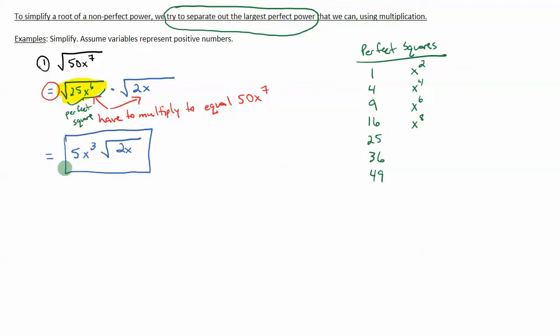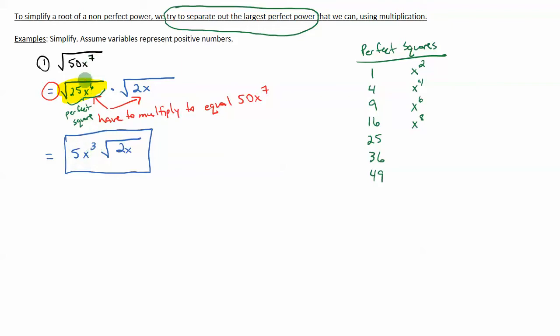Now, if I weren't assuming the variables were positive, I'd have to put absolute values around this. But since I know x has to be a positive number, I know that the answer to this even root is positive. Okay, so that's our first example, and there's a square root. A common mistake here is to put a square root over the 5x cubed, and that's wrong, because the square root of 25x to the 6th is just 5x cubed.